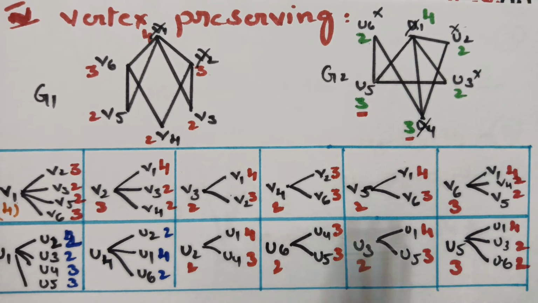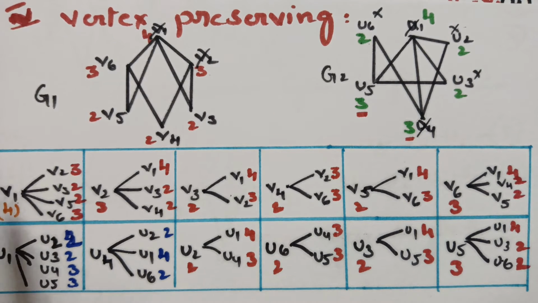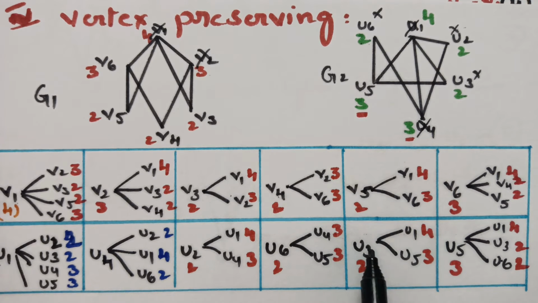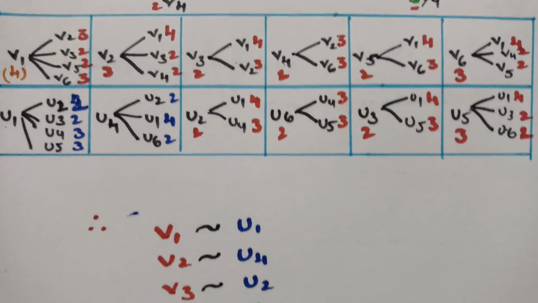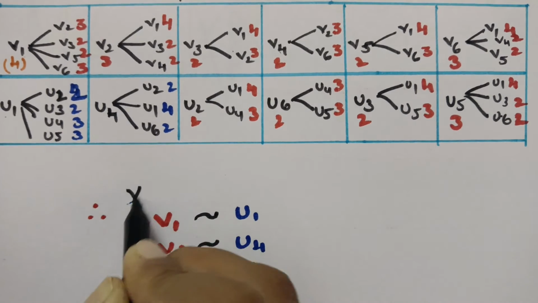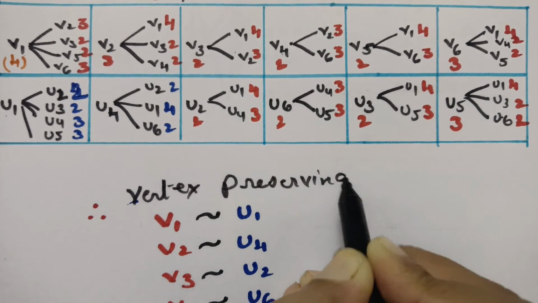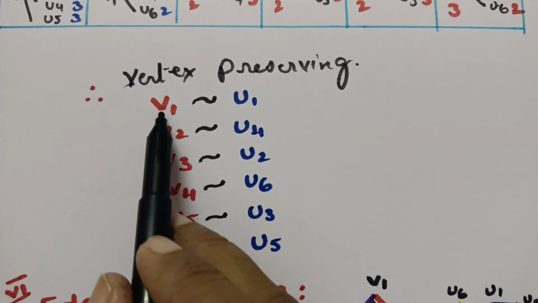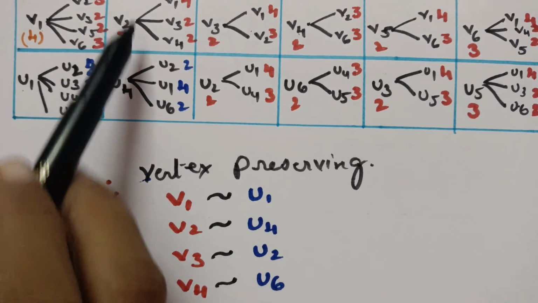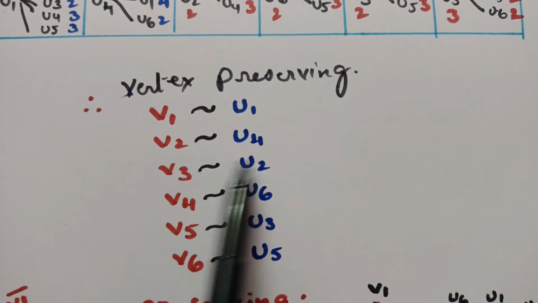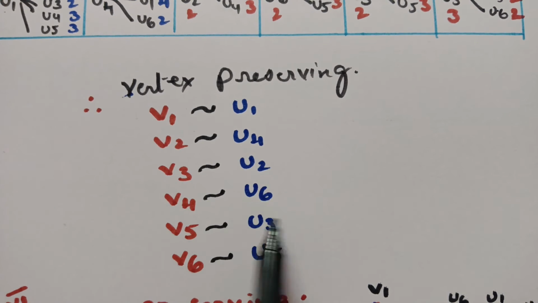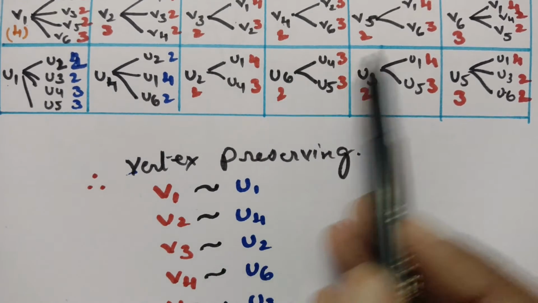So 4 2 2. So u1 is preserving, v1 is preserving u1, v2 v4 v3 u2, and v4 v6 v5 v3 v6, and u5. And so here this is nothing but the vertex preserving. So we have checked all the vertices. This is vertex preserving. So we have the corresponding vertices here: v1 u1, v2 u4, v3 u2, v4 u6, v5 u3, and v6 u5.